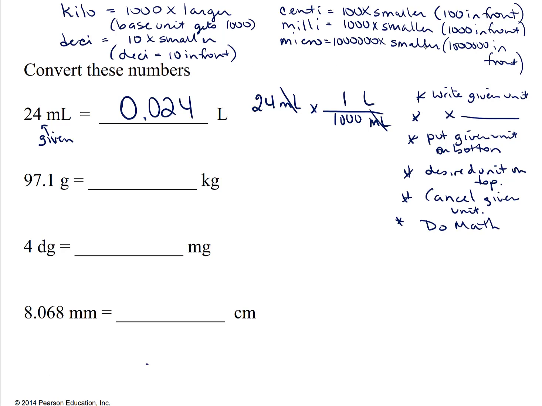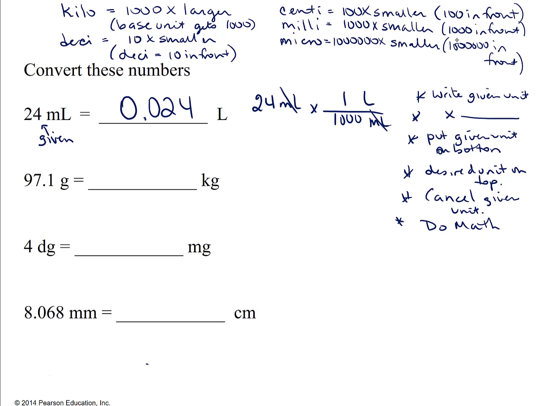So I have listed up here, if you see deci, you put a 10 in front of deci. If you see centi, you put 100 in front of centi. If you have milli, it gets 1,000 in front of it, and micro gets 1,000,000, a 1 with 6 zeros. So if you see any of those 4 because they're smaller, that's what goes in front of that prefix.